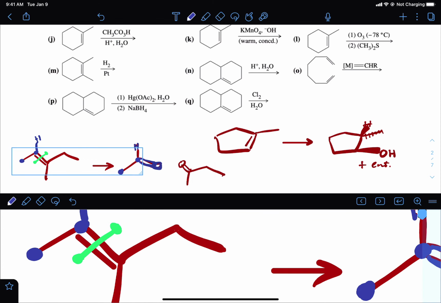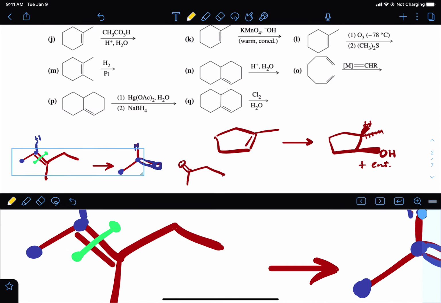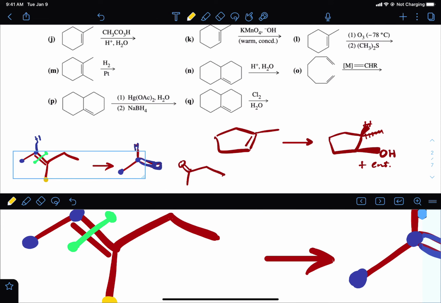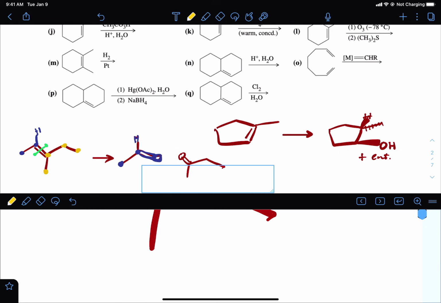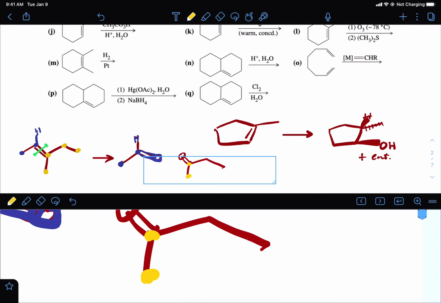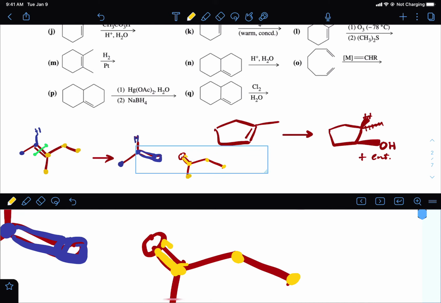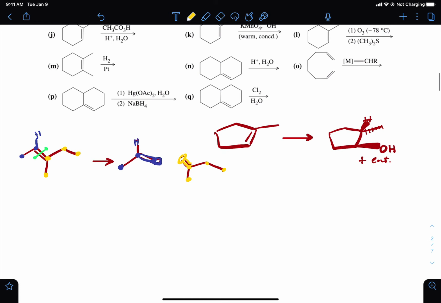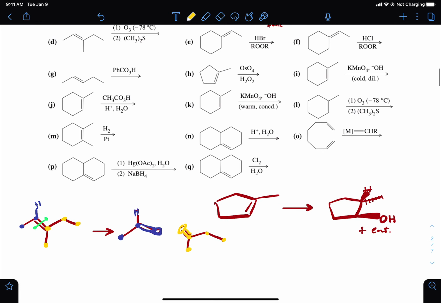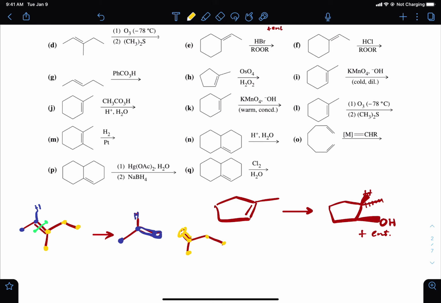The other side, the yellows, four carbons, 1, 2, 3, 4. And the carbon that was involved in the double bond ends up with the double bond O. That is ozonolysis. It's called oxidative cleavage. It cleaves the double bond. Okay. You end up with aldehydes and ketones.